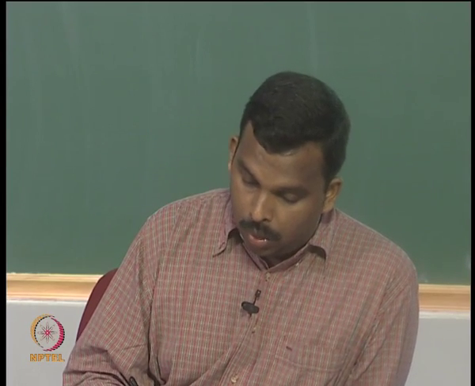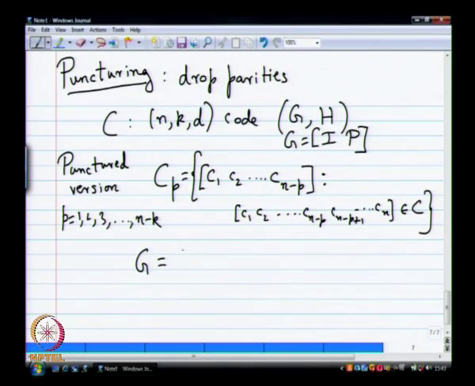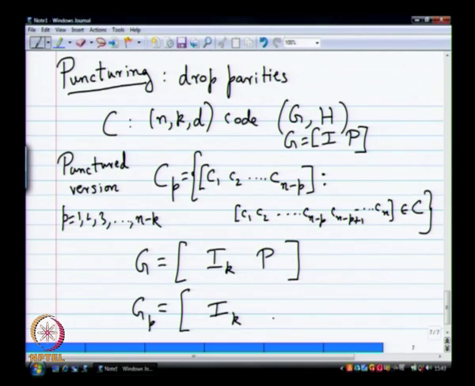Let us quickly see what will happen to the generator matrix. If you have [I_k P], what will happen to G_p? You will have the same I_k, nothing changes there. What will happen to P? The last p columns will simply drop out, and you get whatever you had. Puncturing is very easy to describe.